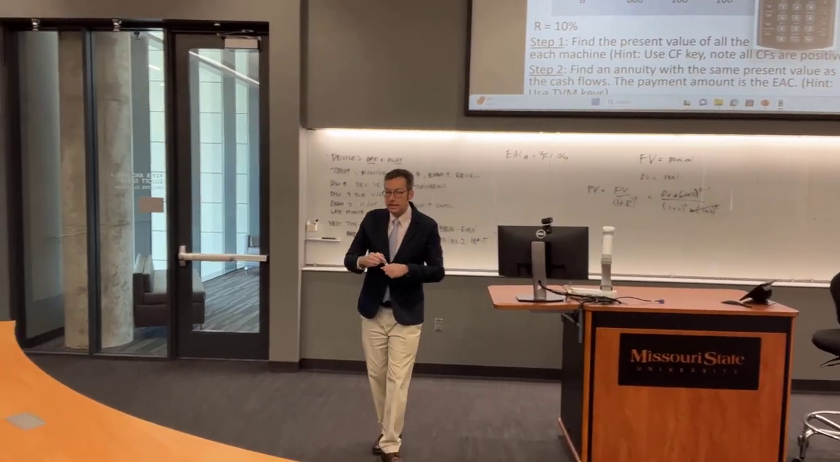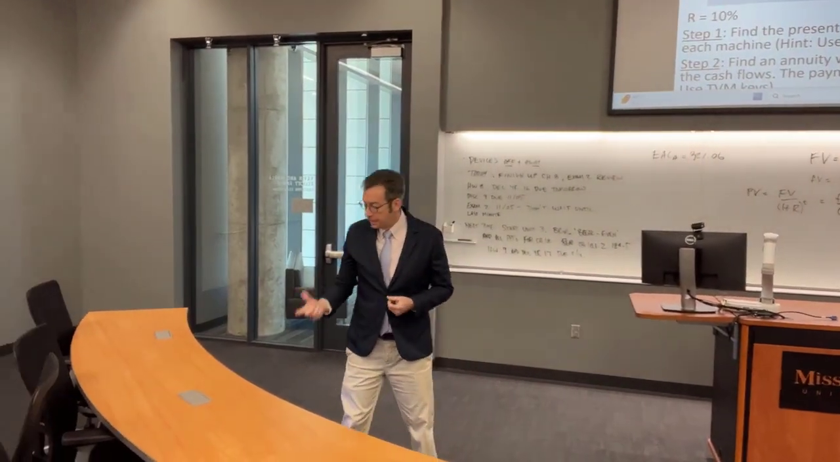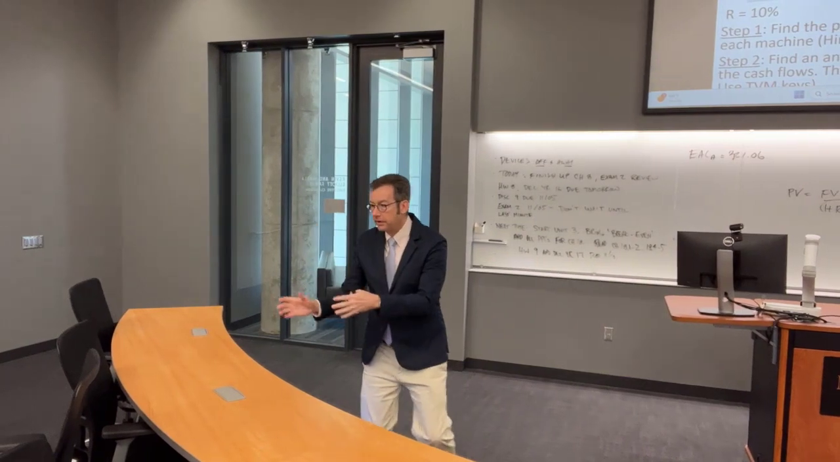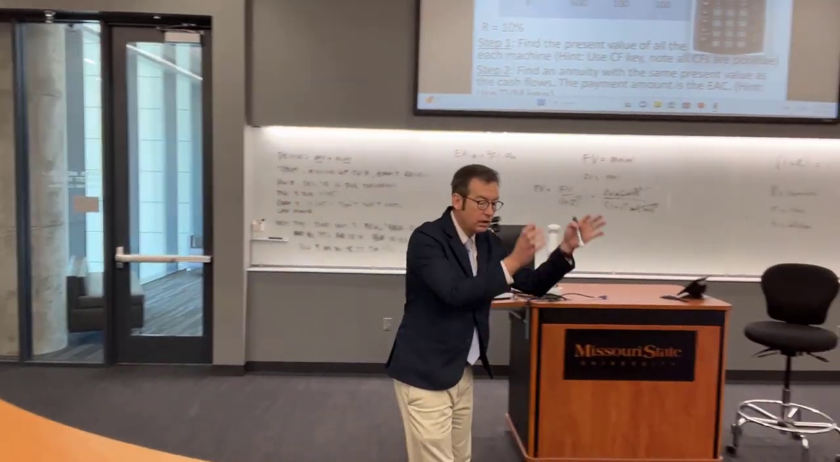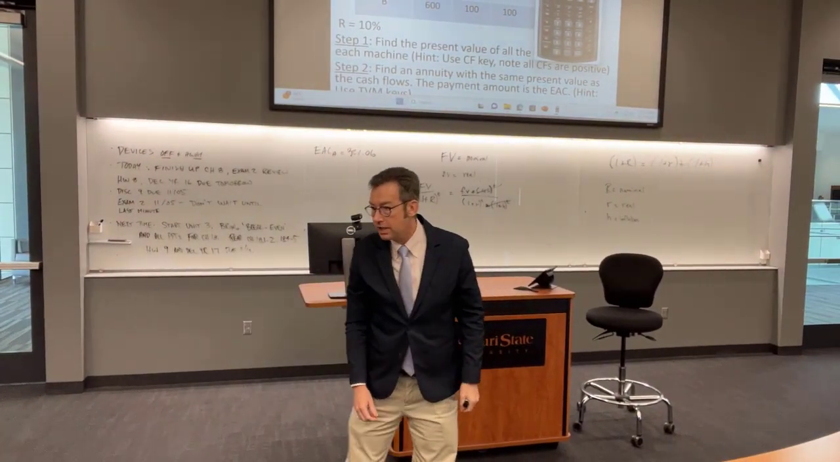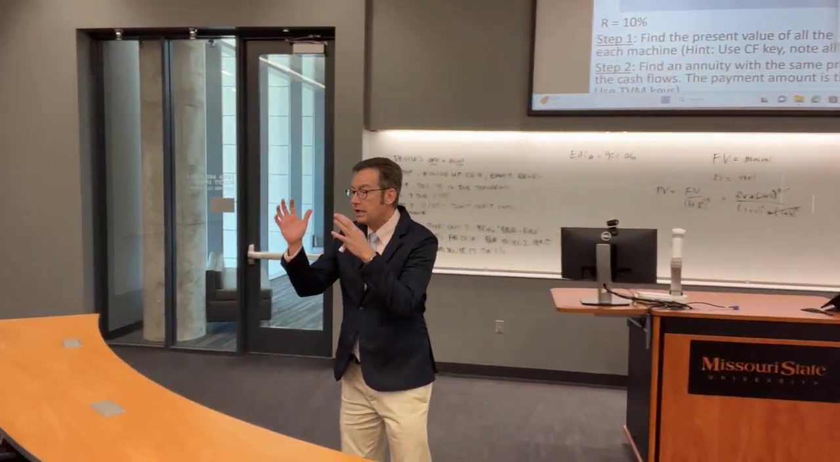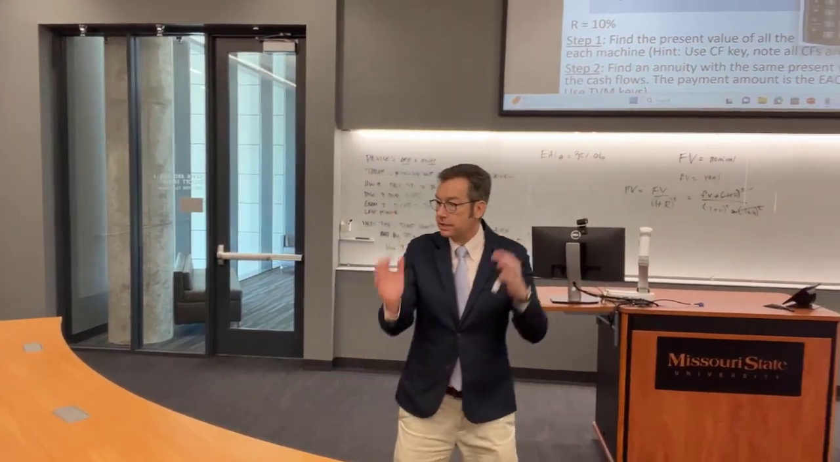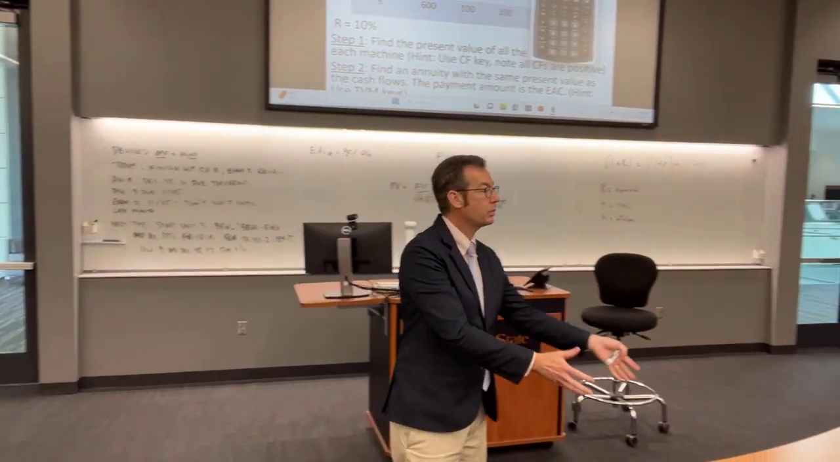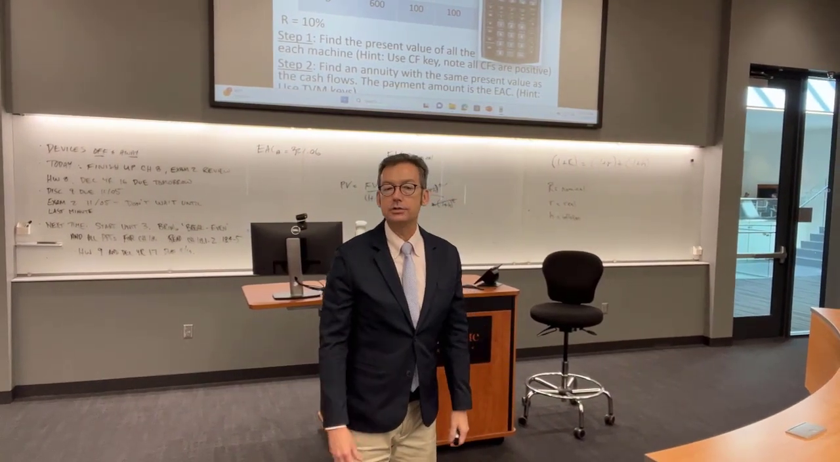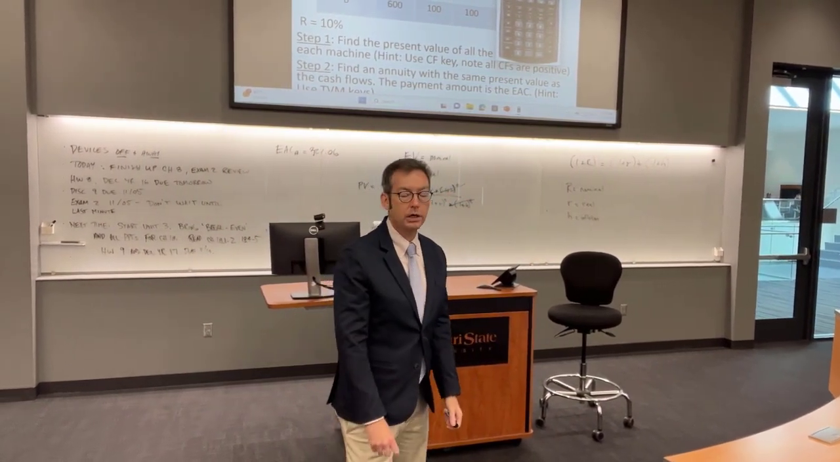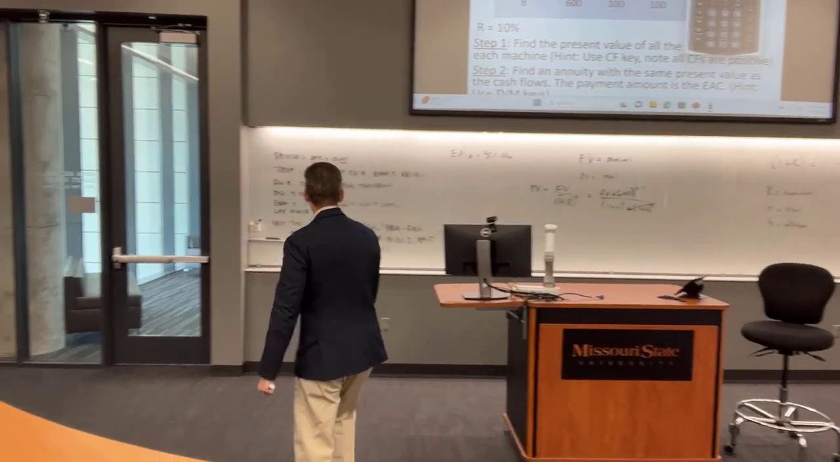What does this mean? It means that at 10%, the present value of 500, 120, 120, 120 is exactly the same as the present value of 0, 321.06, 321.06, 321.06. And so that payment that we calculate is our equivalent annual cost.